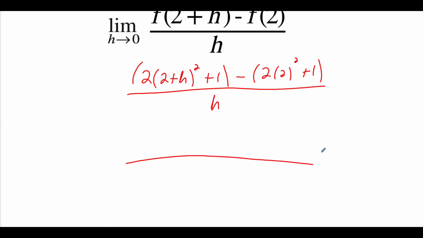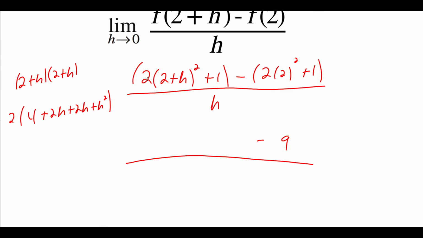Now I'm going to start on the back end of that numerator. 2 squared is 4. Times 2 is 8, plus 1 is 9. So we've got minus 9 on the back end there. If we look at FOILing out that 2 plus h squared, well, 2 plus h times another 2 plus h. 2 times 2 is 4, 2 times h is plus 2h. h times 2 is another 2h, and then h times h is h squared. But all of that is getting multiplied by that 2 that's in front of that. So if I distribute that 2 through, that's going to be 8 plus 4h plus 4h plus 2h squared.